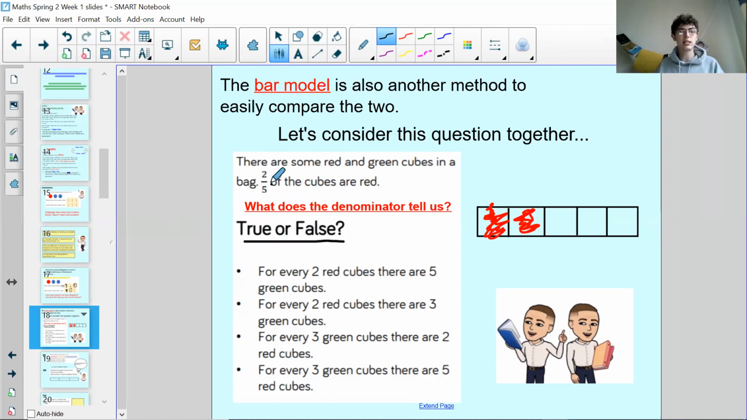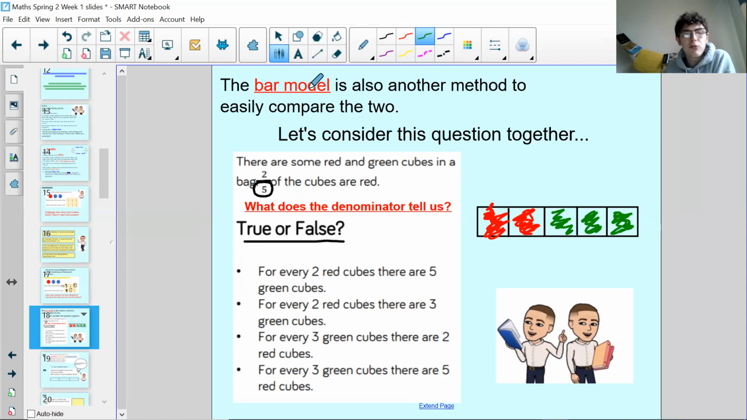The denominator tells us the whole, okay? So by knowing 2/5 of the cubes are red, we know that there are 5 cubes in this bag, okay? And from that, we can create our bar model with 5 different equal parts, okay? Equal parts. And 2 of them are red. So we've drawn that in, 2 of them are red, which means the rest of them are going to be green, doesn't it? So we can see our fractions a little bit more clearly now.